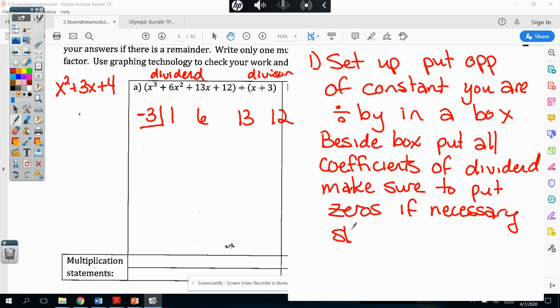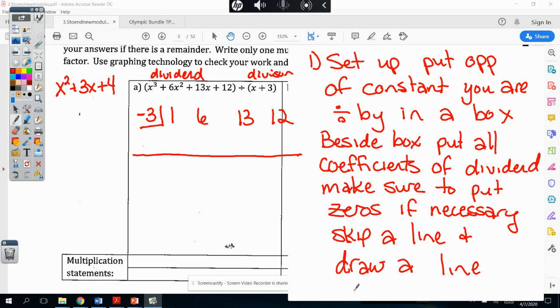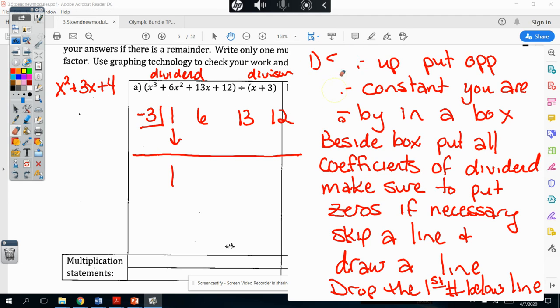And then you will skip a line on your paper and draw a line. Okay, so skip a line and draw a line. And then you will drop the first number below the line. That's how you set it up. So then you drop the 1. And that's it. That's how you set it up. After you set it up, which was a lot of writing, actually, come to think of it, we won't have to do it again.